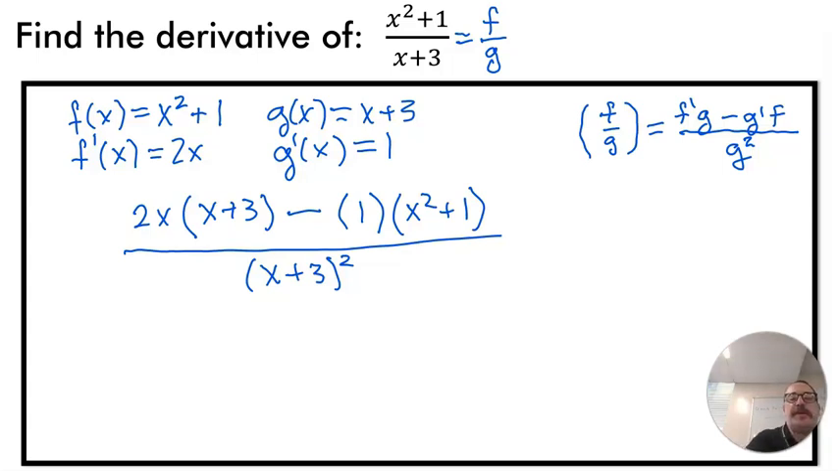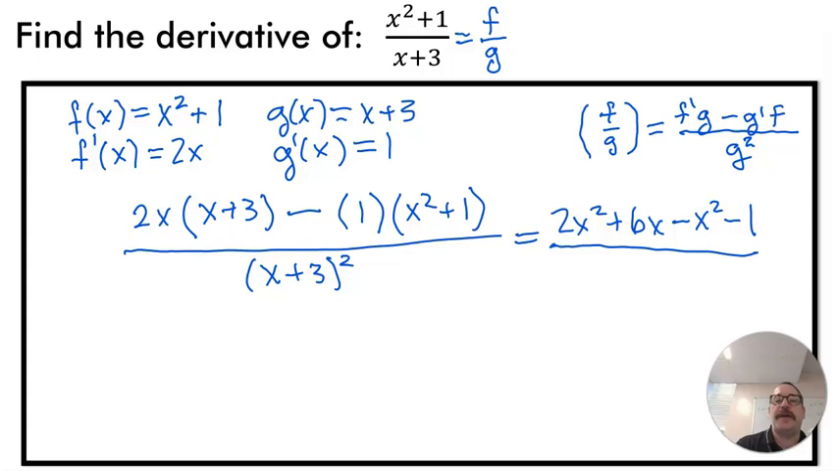All right, so in our top portion here, we'll have 2x squared plus 6x, that's 2x times x plus 3. And then we've got minus x squared minus 1, divided by, same thing in the denominator, x plus 3 squared.